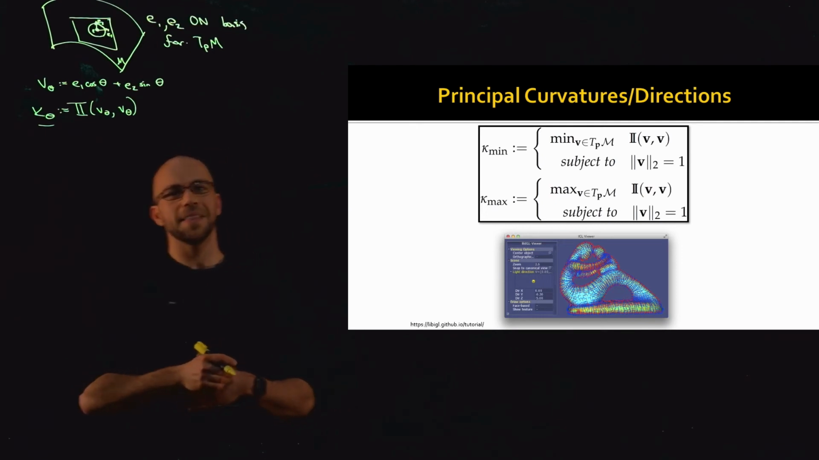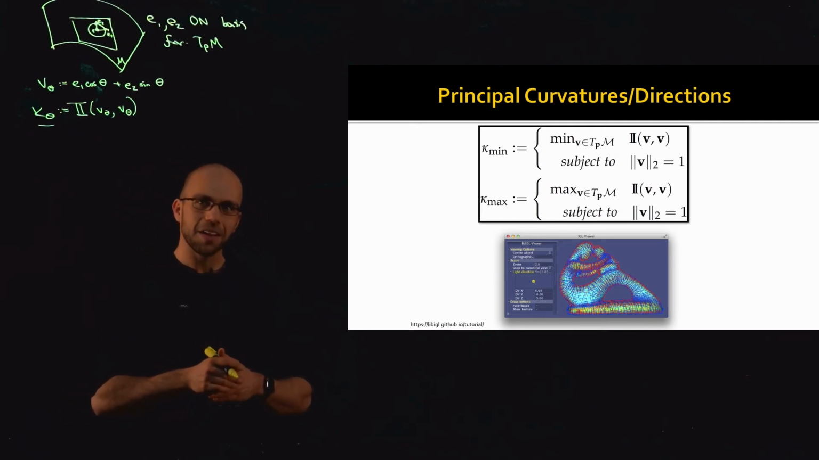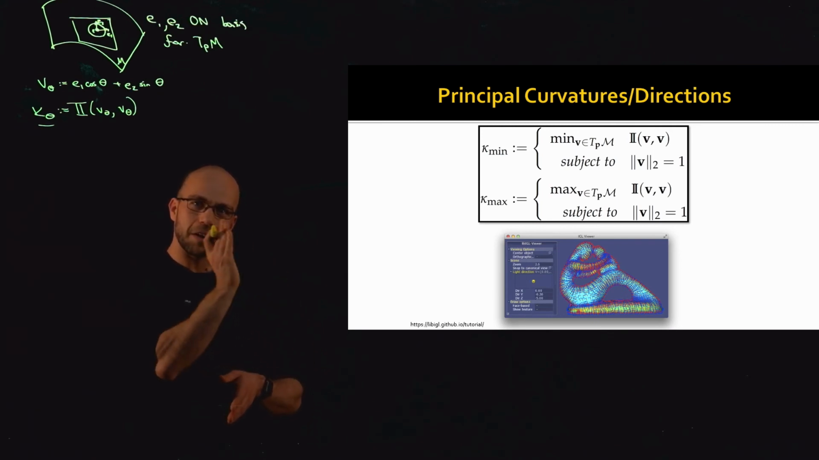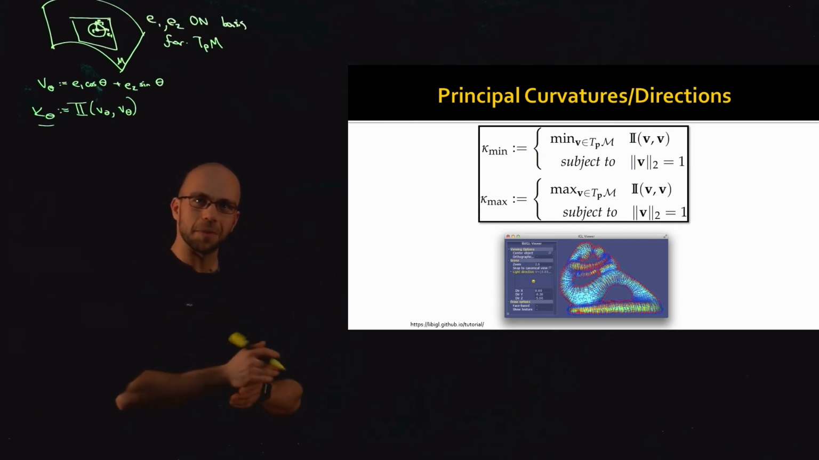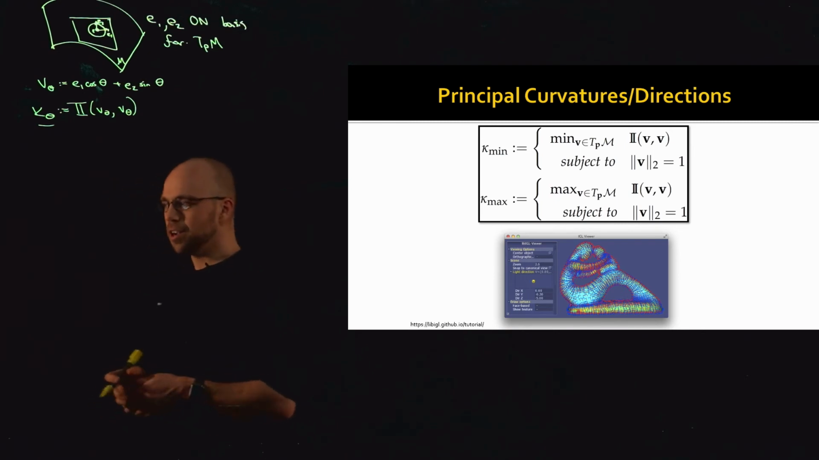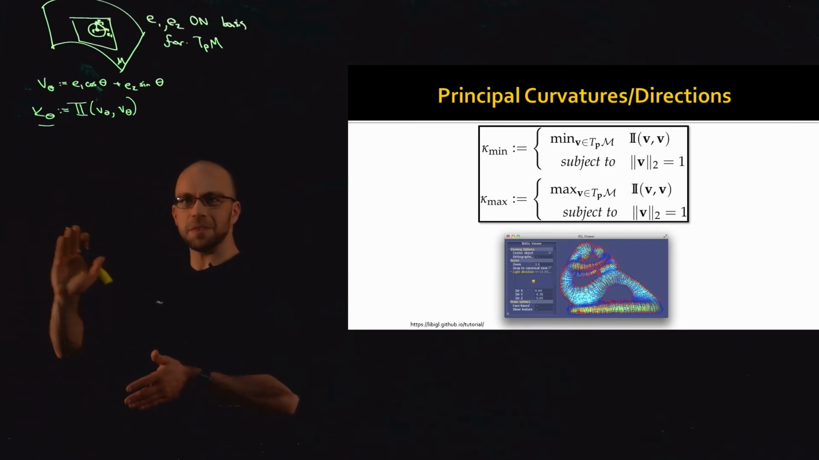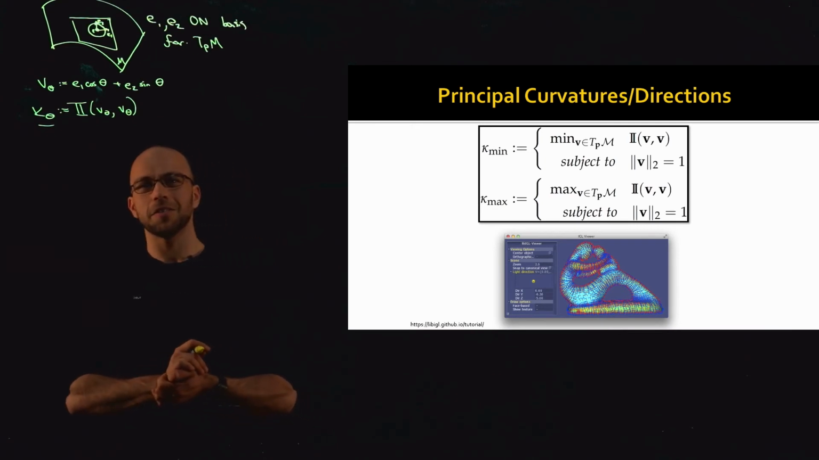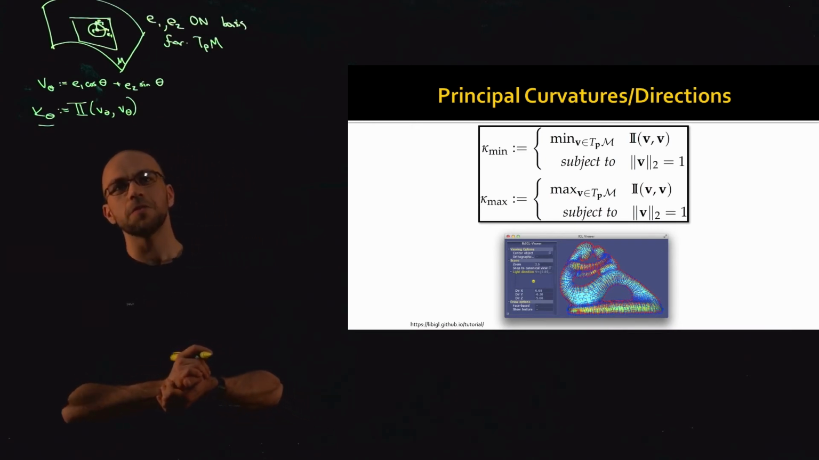If I do that, then there's going to be some direction I look where the surface is bending the most, or maybe even the curvature is the most negative. It's like bending away the most. And there's going to be some other direction where the curvature is bending up the most, and that is the direction where the curvature is the most positive. Those two directions have names.